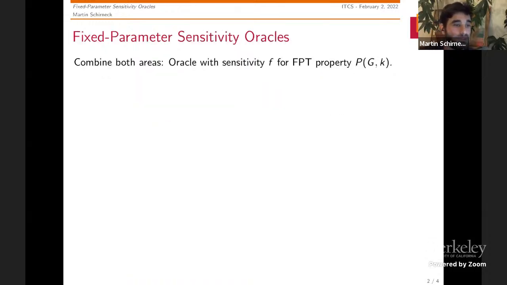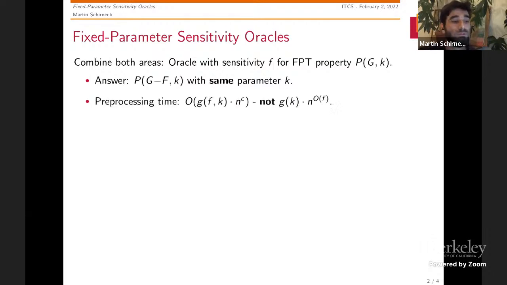And to make this explicit, we propose fixed parameter sensitivity oracles, which are oracles with sensitivity f for some FPT property. And to make clear what we really want, we fix the same parameter k for all queries. So the only thing that changes over queries is the set of failing edges. And what we strive for is some preprocessing time of some function of f and k times some fixed polynomial. So if you will, something FPT in the parameter f plus k.